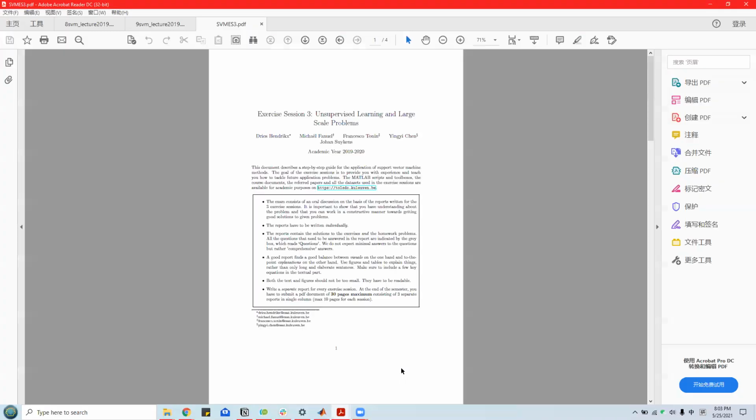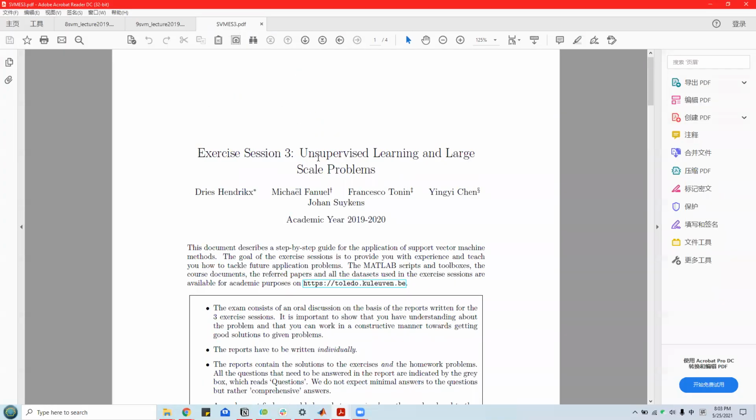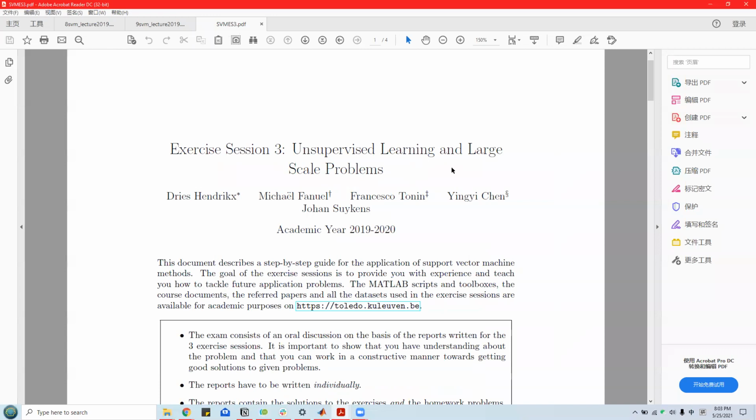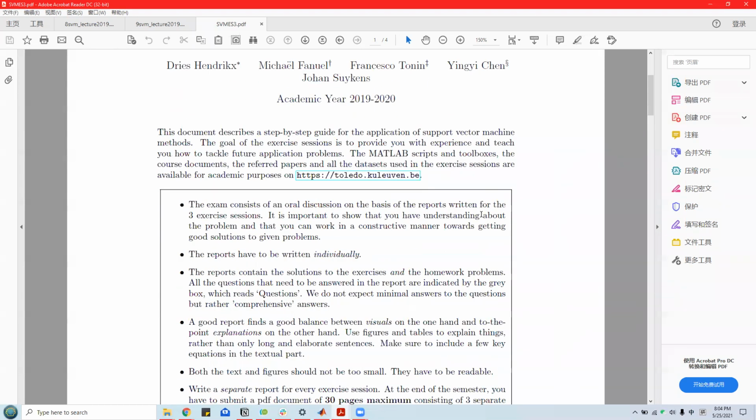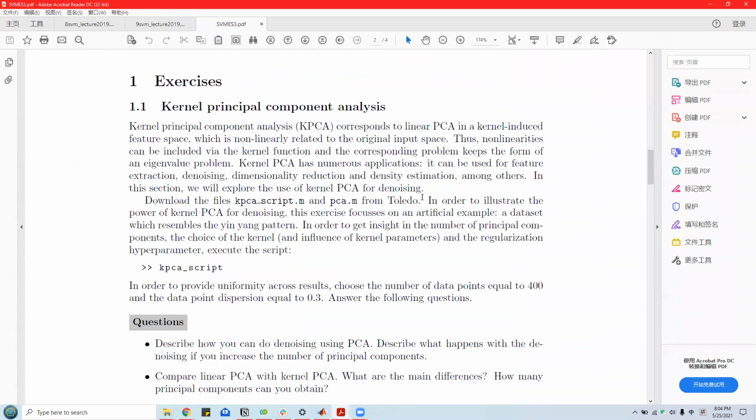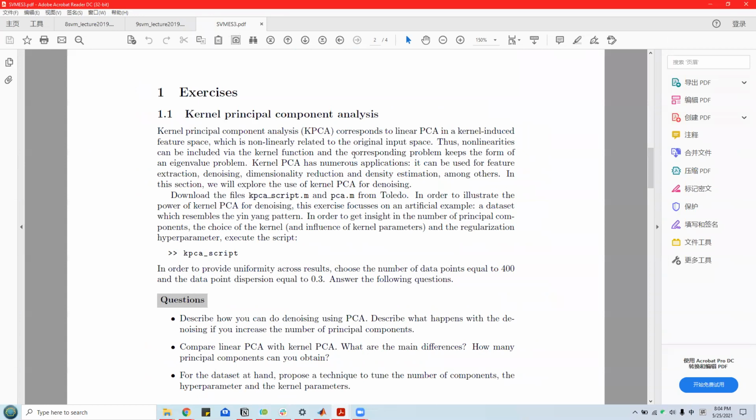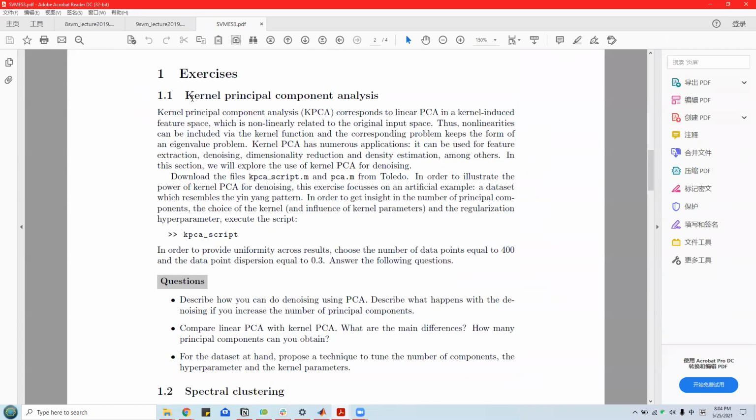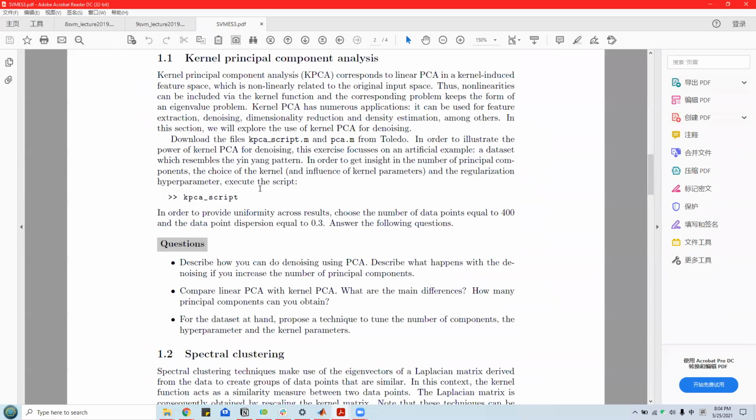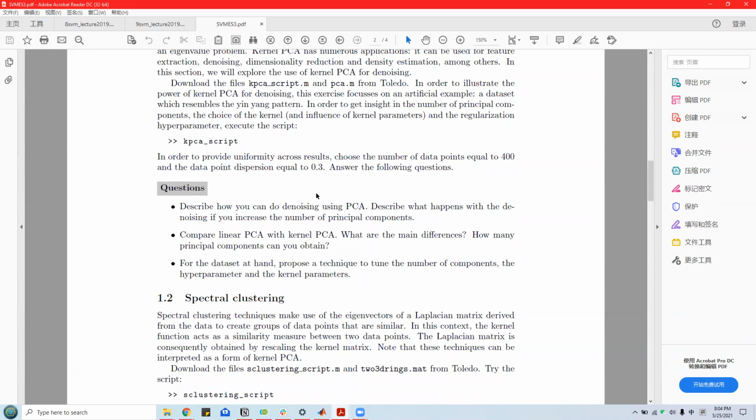Okay, great. Exercise session 3 is about supervised learning and large scale problems. That corresponds to kernel PCA, and the large scale problems correspond to fixed size SVM. The first one is kernel PCA, so for exercise 1.1 you basically need to run this script and then describe the results.